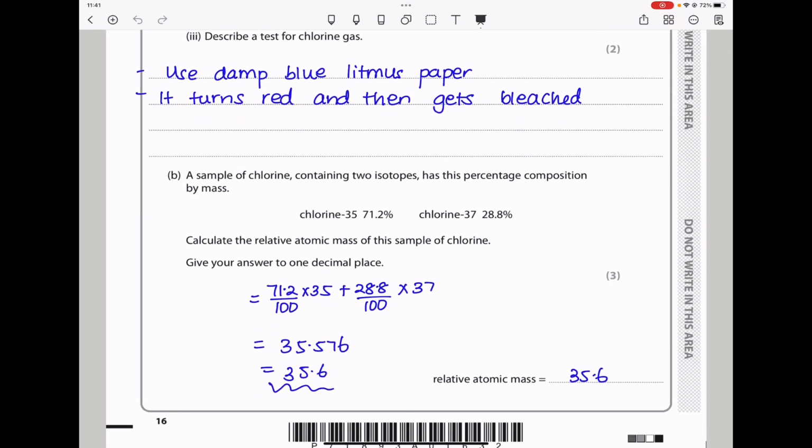In part B, a sample of chlorine containing two isotopes has this percentage composition by mass. So chlorine 35 is 71.2%, and chlorine 37 is 28.8%.